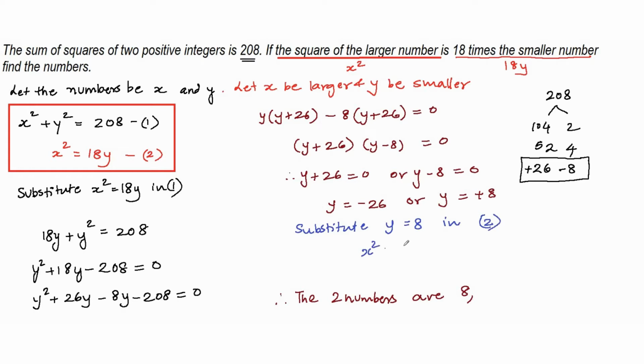We get x square is equal to 18 times 8 which is 144, and therefore x is square root of 144, which is 12, of course with a plus or minus sign, but we again discard the negative sign because it's been told to us that they are positive integers, and therefore the two numbers are 8 and 12. So again pausing for a few seconds before moving on to the next one.